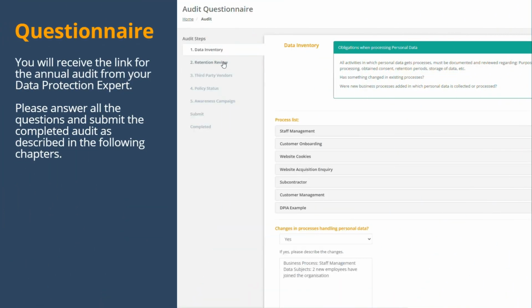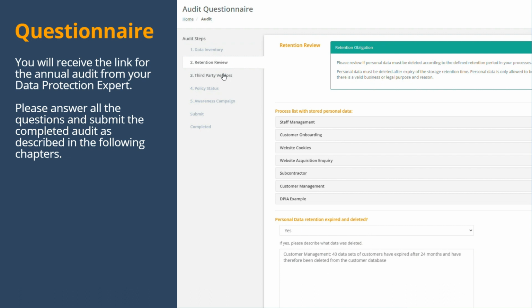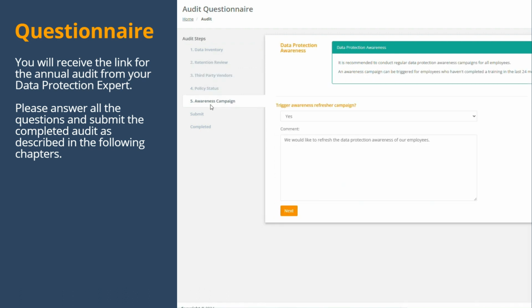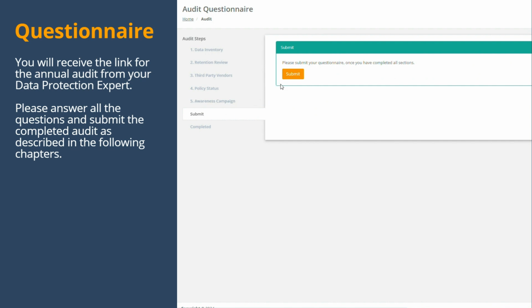You will receive the link for the annual audit from your data protection expert. Please answer all the questions and submit the completed audit as described in the following chapters.